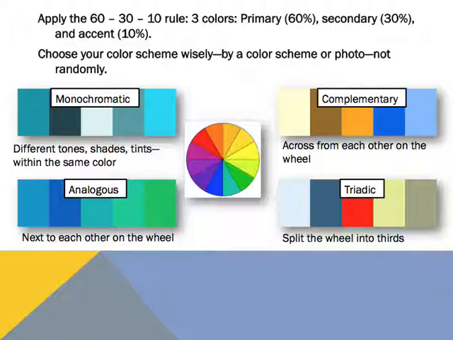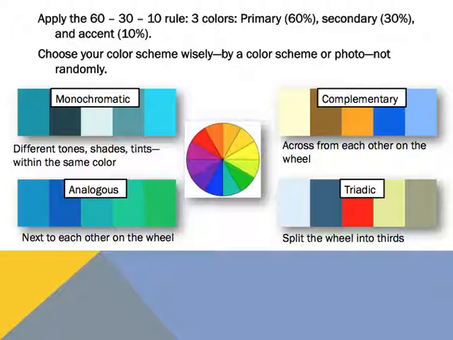So here are some examples of 4 different color schemes and the color wheel. If any of you have had any art classes at all, you know that complementary colors exist on opposite sides of the color wheel. So purple and yellow, right? Orange and blue. So those are complementary colors.